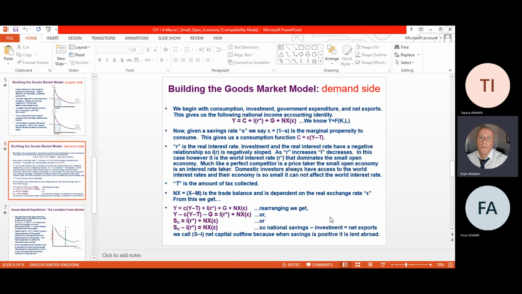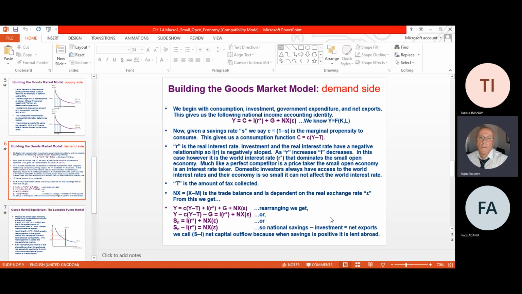When we go to the demand side, we begin with consumption, investment, government expenditure, and net export. This gives us the following national income accounting identity. So now we are going to the demand side because we talked too much about the supply side. As I mentioned in the supply side, we have the production function, as given there, Y is equal to A multiplied by F of K, L, which means the available technology is a function of capital and labor. And for the demand side, we have the components given here.